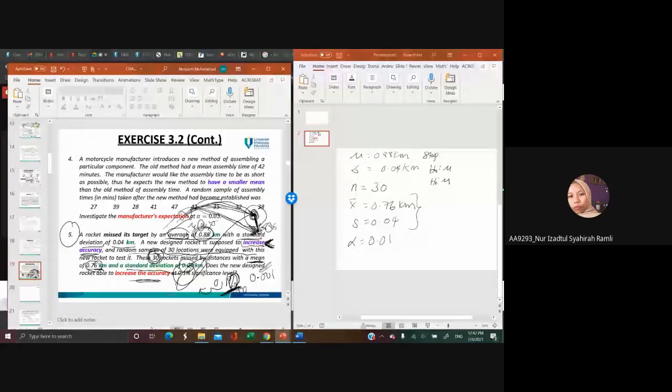H1. Yes, correct. Less than what? This one. Because you know, this is the mu value, 0.88, and this is the claim. How do you know it's a claim? You get it from the question. So this is the claim. Here less than, so the other side will be greater than 0.88.